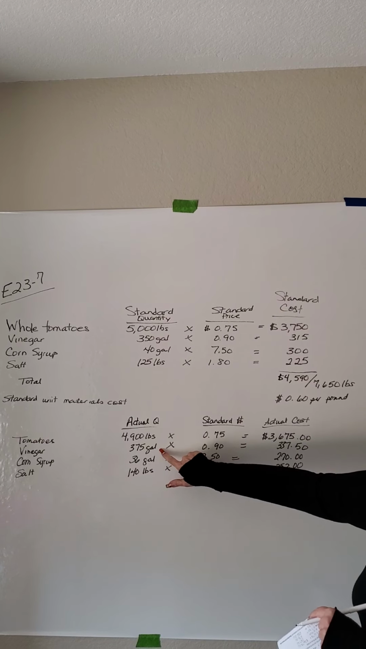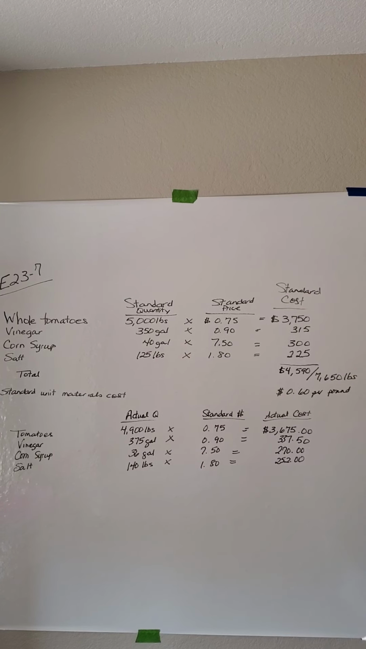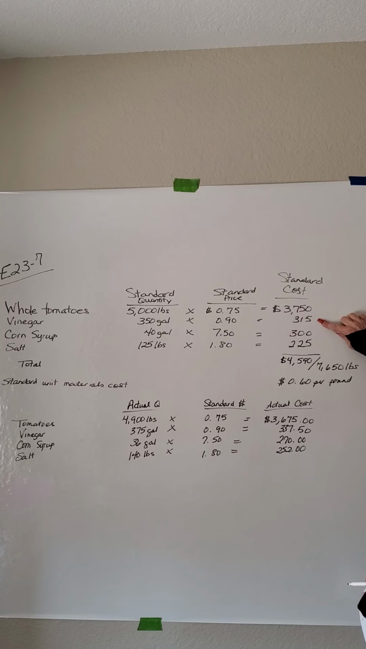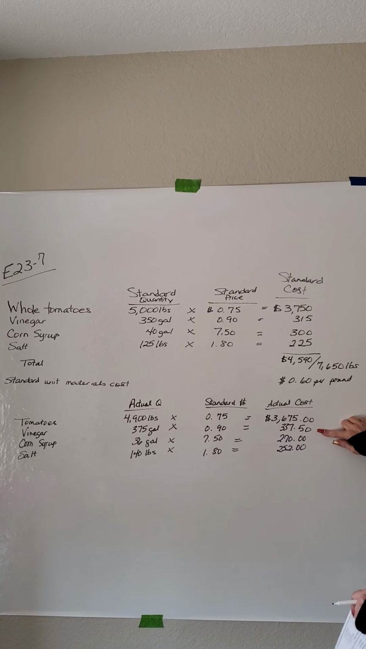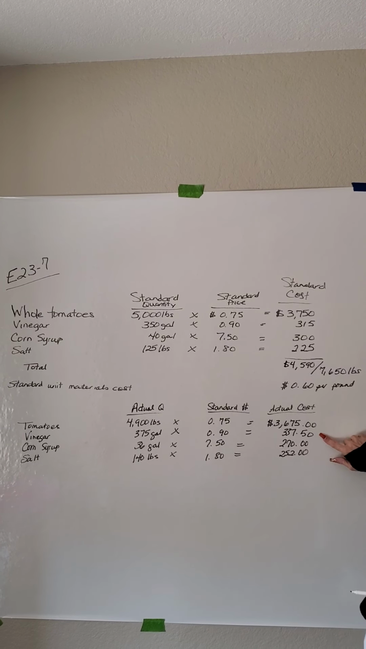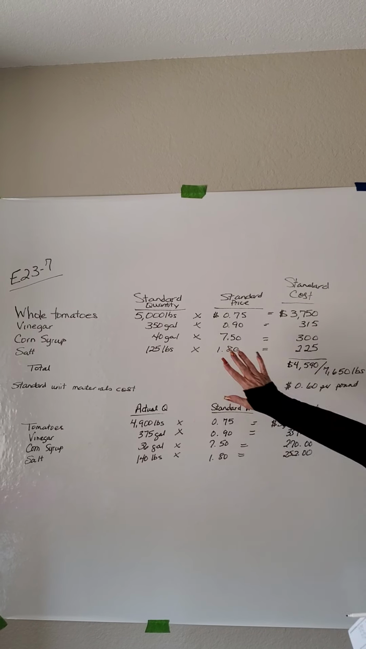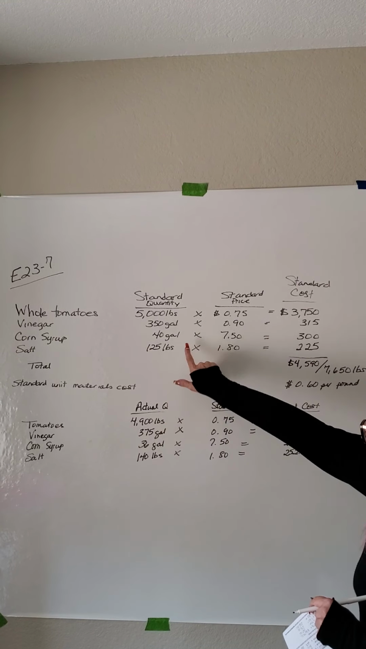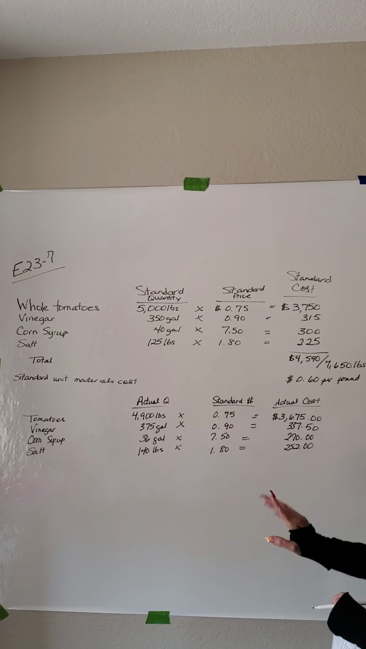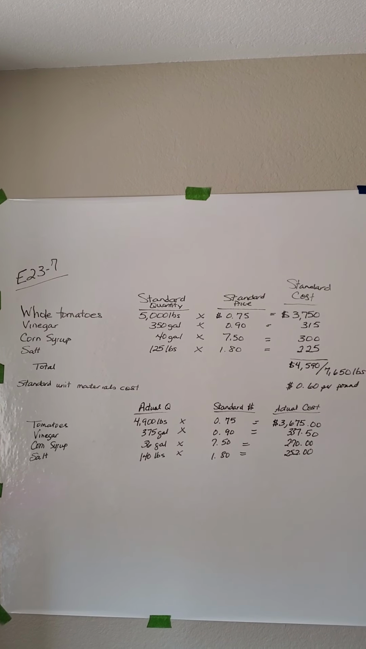If we're looking at vinegar, we used 375 gallons instead of the 350 standard. So here we're going to see $315, and instead we spent $337.50. That's going to be an unfavorable variance. We paid more than we budgeted. So we can see here based upon this, that 36 gallons is less than the standard. That's going to be a favorable variance. And the salt is going to be an unfavorable variance.